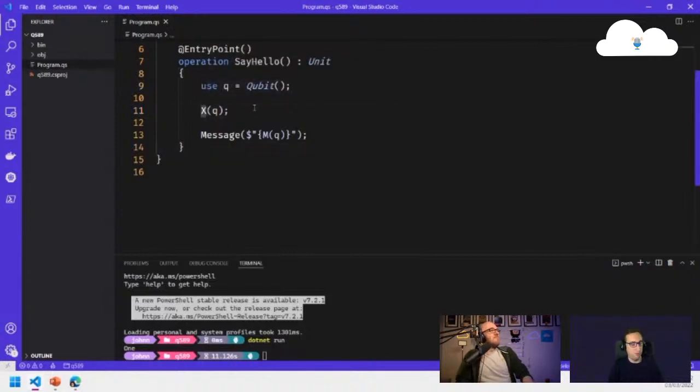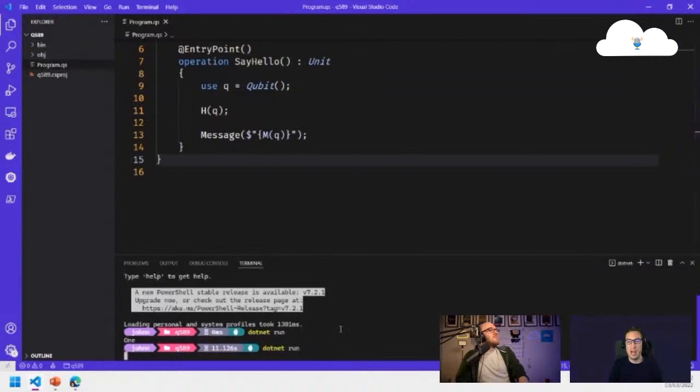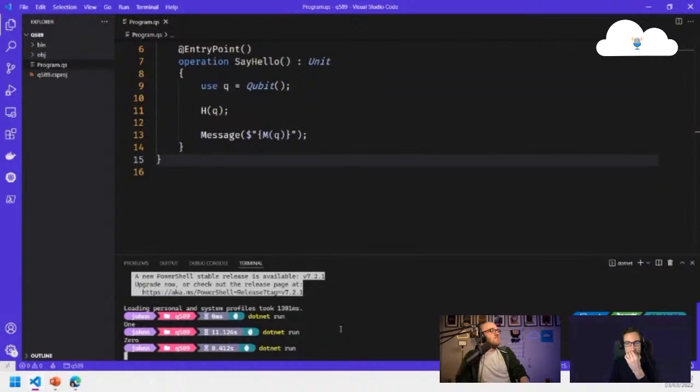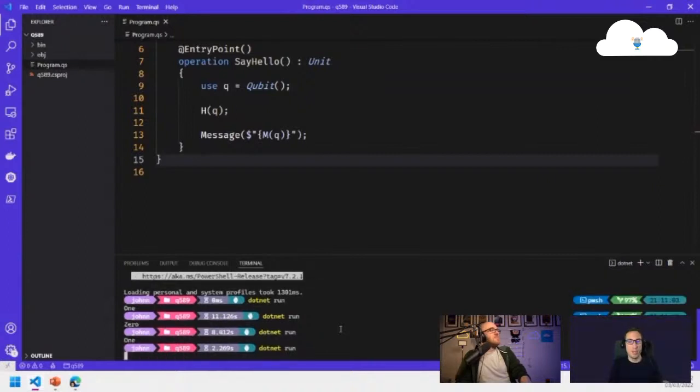Now, if you want to put it in superposition, there's another gate called the Hadamard gate, or the H gate. Just put your qubit through that gate, save your file, compile with .NET run, and see the result. The Hadamard gate puts a qubit into superposition, or if it's already in superposition, takes it out of superposition. But now we basically have a randomizer. When I run this application multiple times, it's going to be 0 or 1, about 50-50.